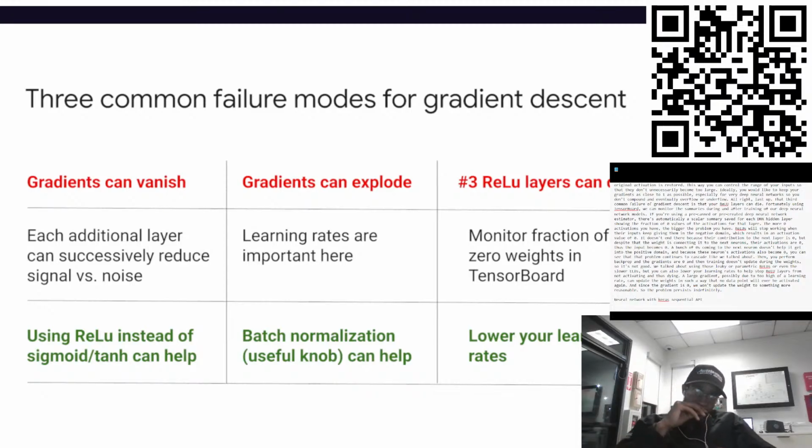We talked about using those leaky or parametric ReLUs, or even the slower ELUs, but you can also lower your learning rates to help stop ReLU layers from not activating and thus dying. A large gradient, possibly due to too high of a learning rate, can update the weights in such a way that no data point will ever activate it again. And since the gradient is 0, we won't update the weight to something more reasonable, so the problem persists indefinitely.